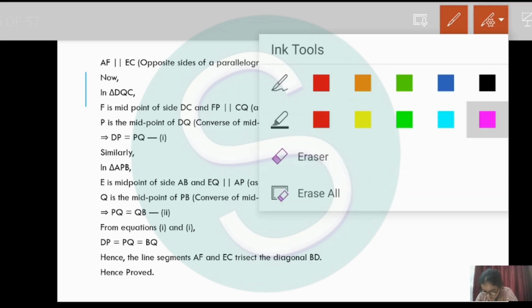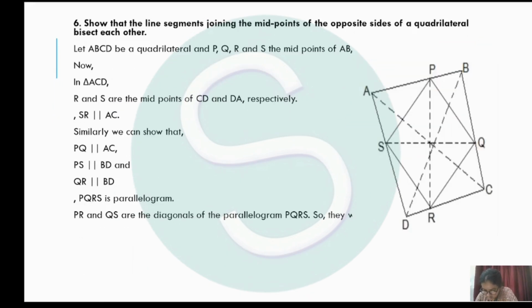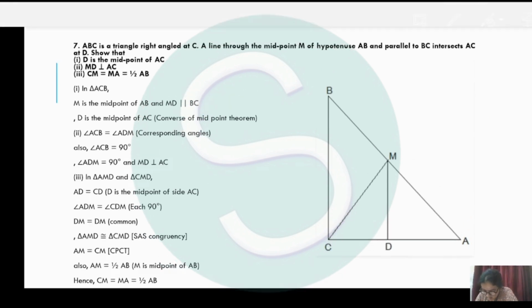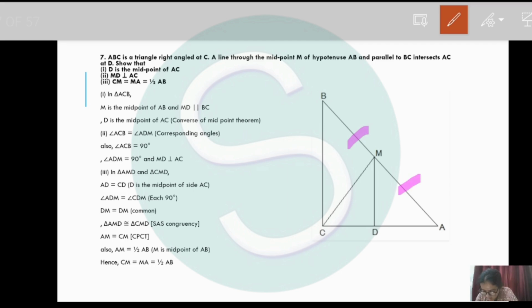Now we will move to the next question. So the next question is: ABC is a triangle, right angled at C, and a line through the midpoint M of hypotenuse AB, parallel to BC, intersects AC at D. So M is the midpoint here and this is 90 degrees.